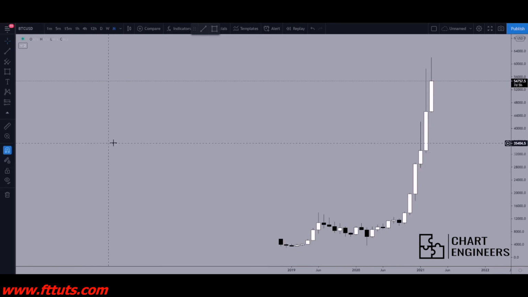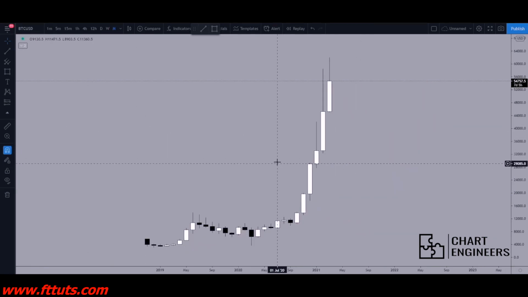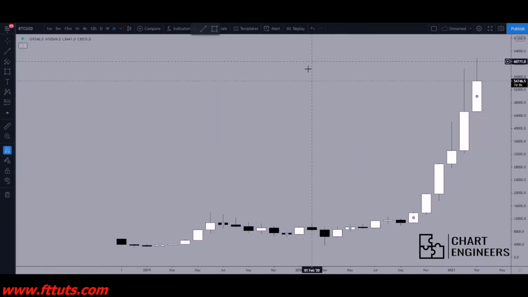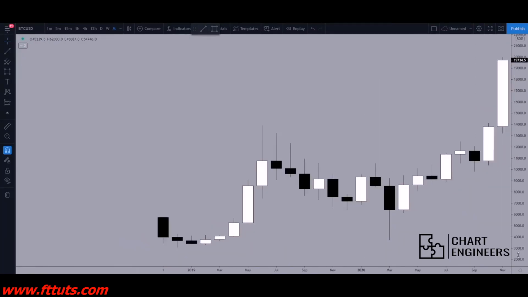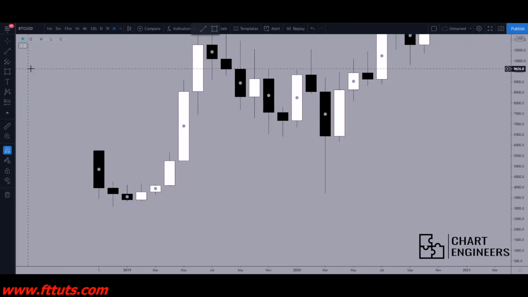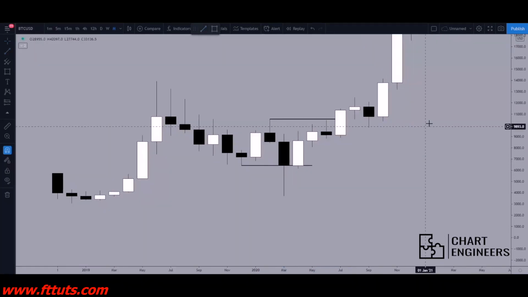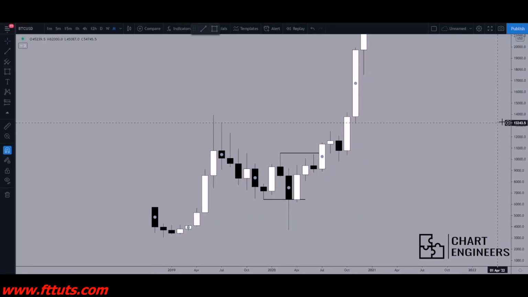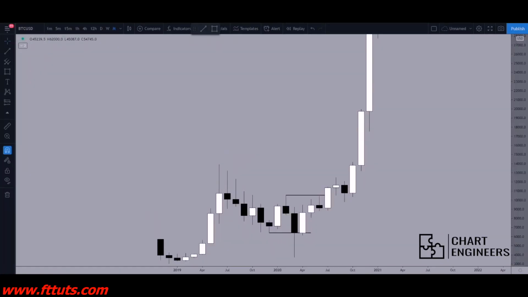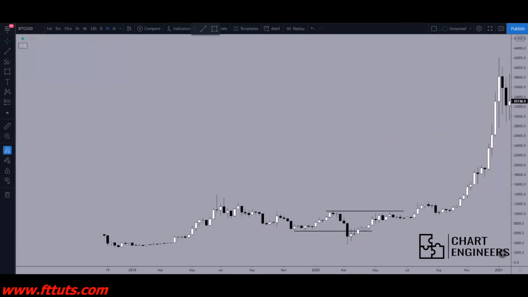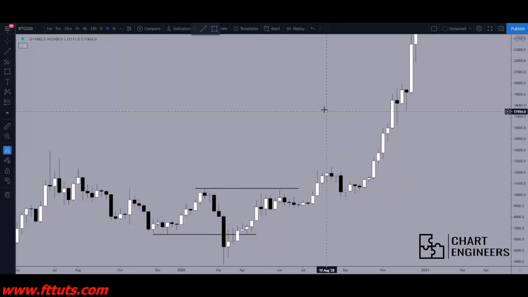So here we have a naked price chart of Bitcoin, and as we can see, we've had our bull run and it all started from this monthly sweep, and then we had our monthly MSB, and then we just stayed in this uptrend. The way I like to see my higher time frame trend is I just use my weekly market structure.